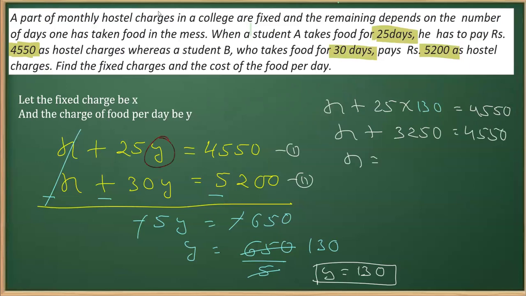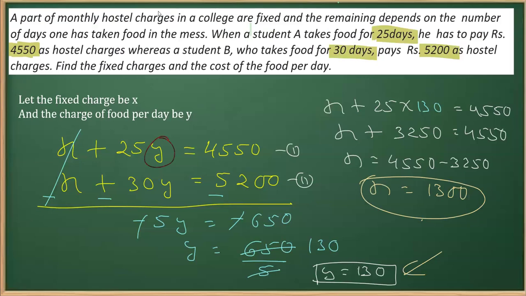Now in the next step, we'll transpose this value, that is 3250, to the other side. So this is 4550 minus 3250. That should give you 1300. So we had to determine this value, and we got 1300 as the fixed charge here. 1300 is the fixed charge and 130 is the charge per day.